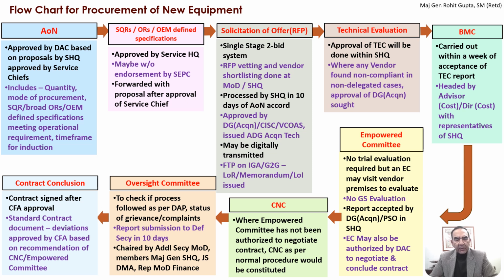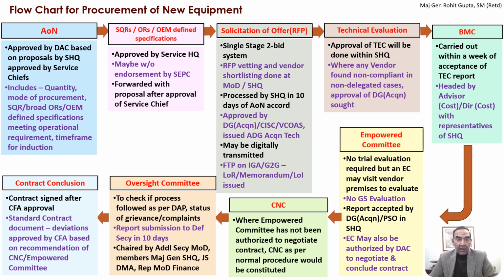Let's have a look at the flow chart of the complete process for the procurement of new equipment. For the acceptance of necessity, all acceptance of necessity irrespective of the finances is approved by the Defense Acquisition Council. It is based on the proposal by the service headquarters, which is approved by the service chiefs. In other cases, the service chief did not come in the chain of approval. In this case, it's specifically approved by the service chief and then goes to the Defense Acquisition Council for final approval.